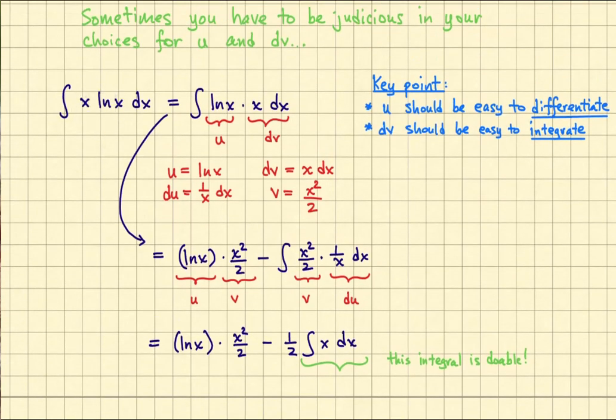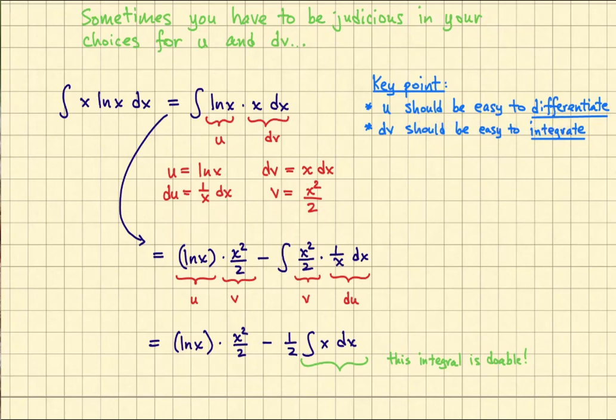So a little rule of thumb here is when you're picking your u and your dv, since you know that whatever you pick for your u, you're going to differentiate it, and whatever you pick for your dv, you're going to anti-differentiate it, then one rule of thumb is, in general, you should pick a u that's going to be easy to differentiate, and you should pick a dv that's going to be easy to anti-differentiate or integrate.